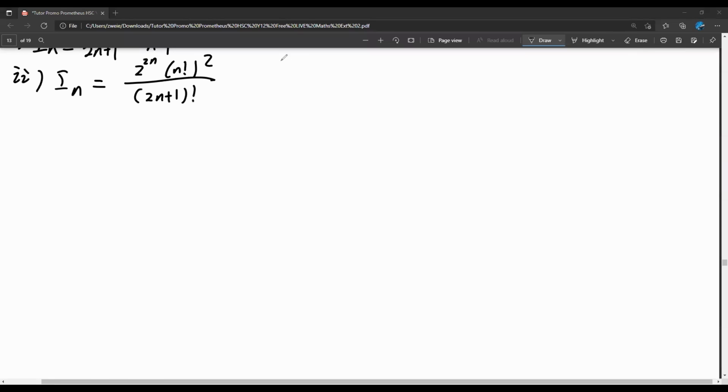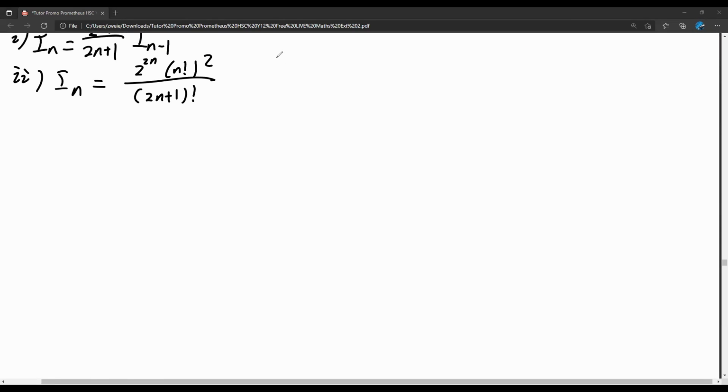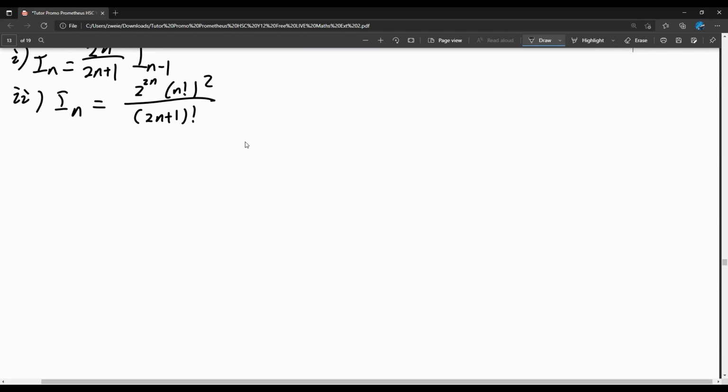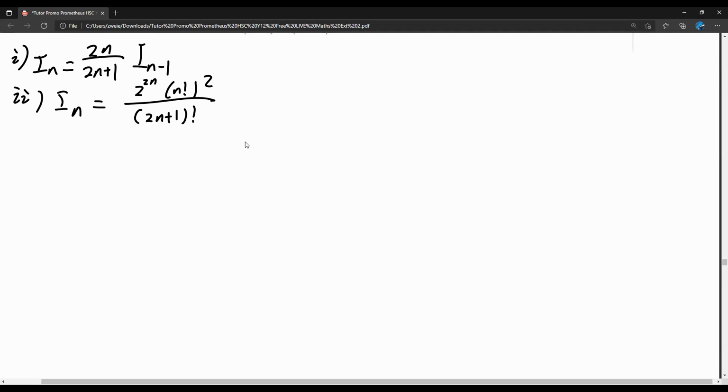All right. Now I get In. I know my initial formula of In. Well, I need to use my part 1. So let me scroll backwards a bit. Okay. Right. So I know my In is equal to 2n over 2n plus 1 of I(n-1).